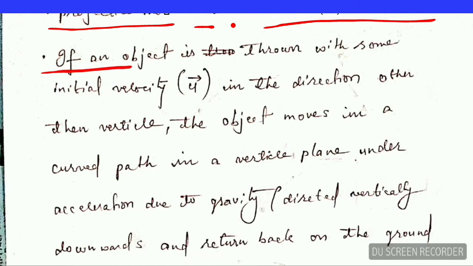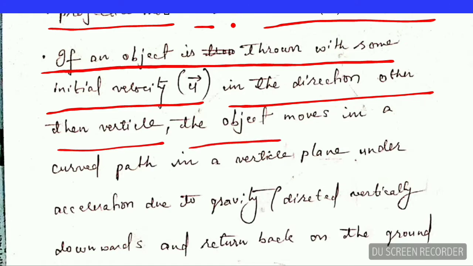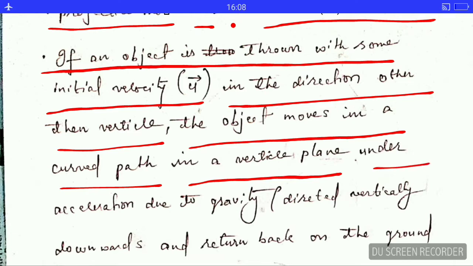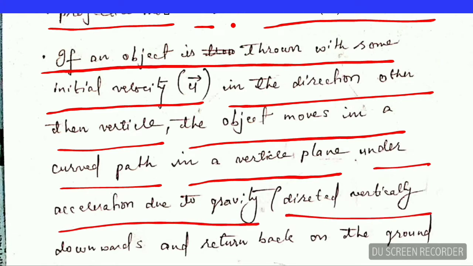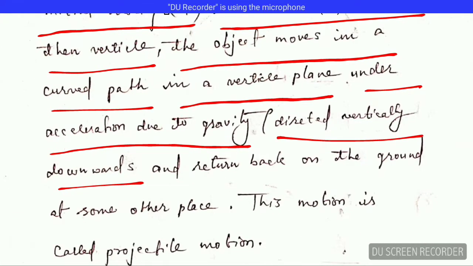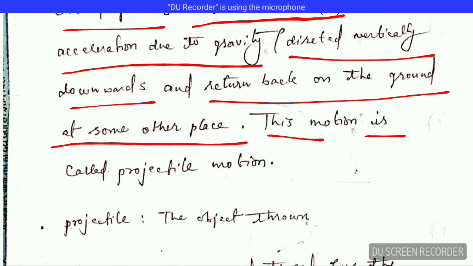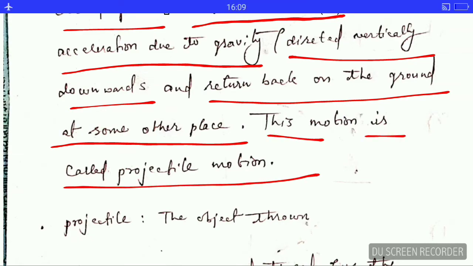If an object is thrown with some initial velocity u, in a direction other than vertical, the object moves in a curved path in a vertical plane under acceleration due to gravity directed vertically downwards and returns back on the ground at some other place. This motion is called the projectile motion.